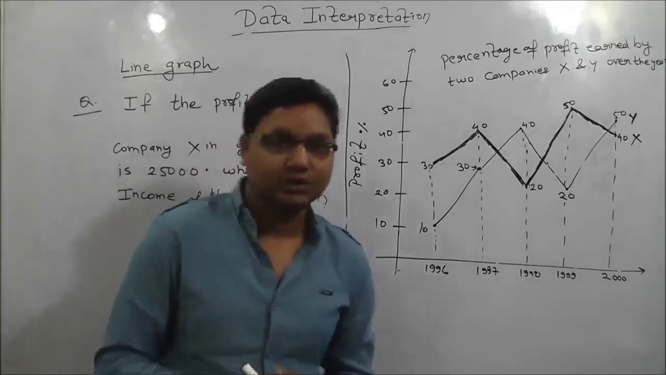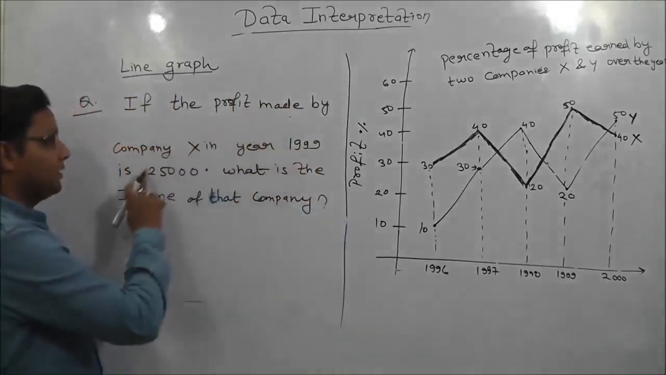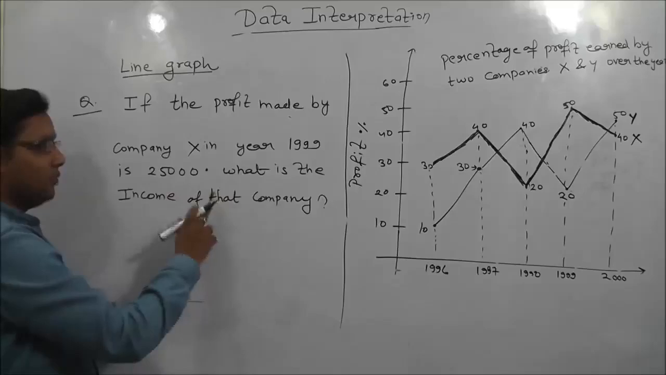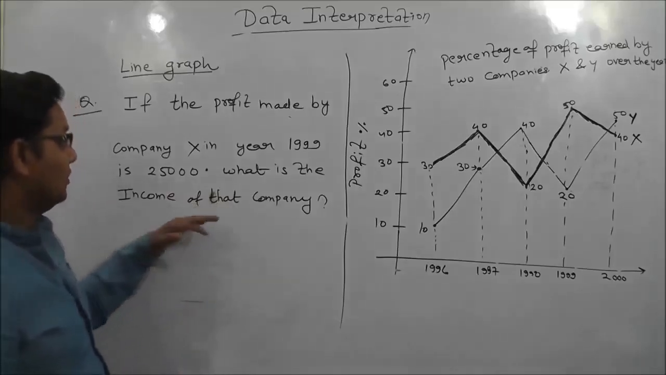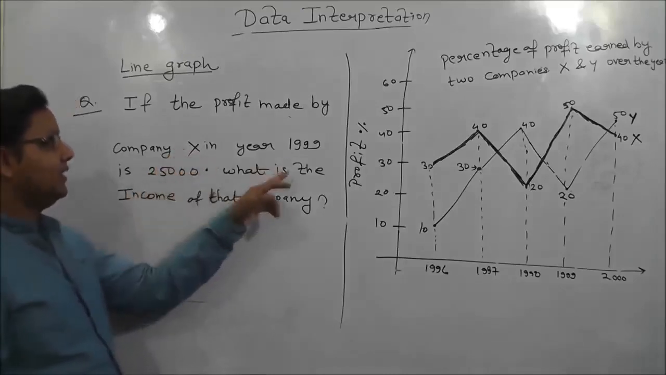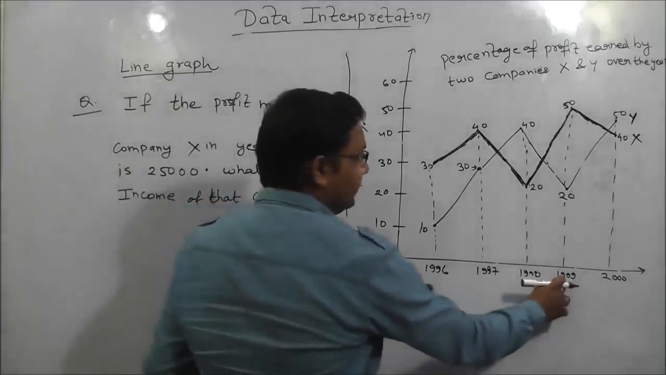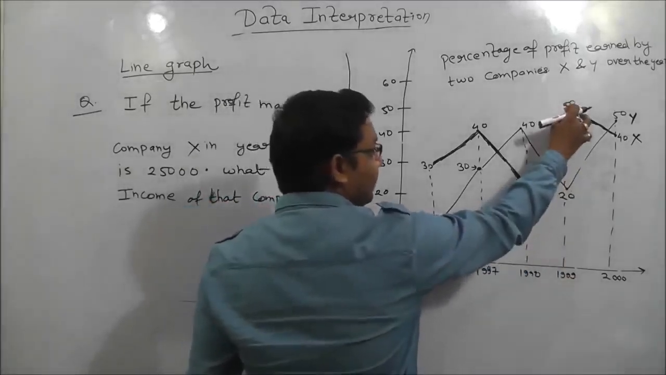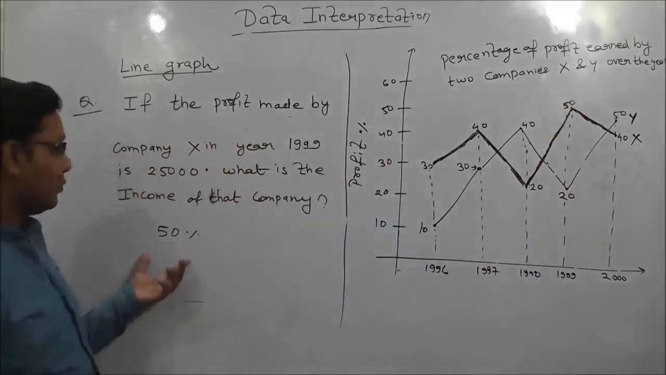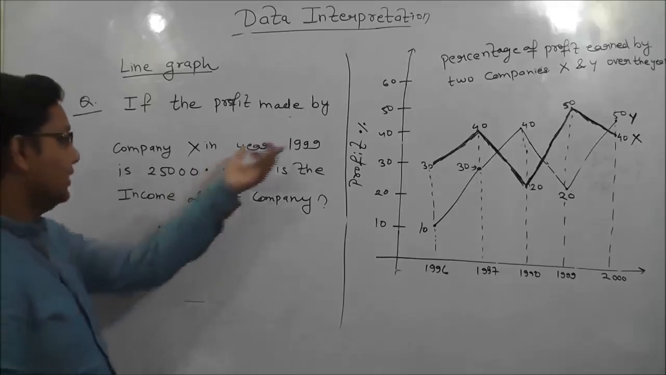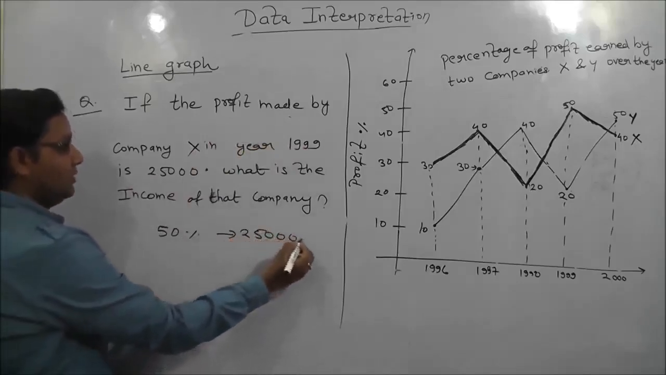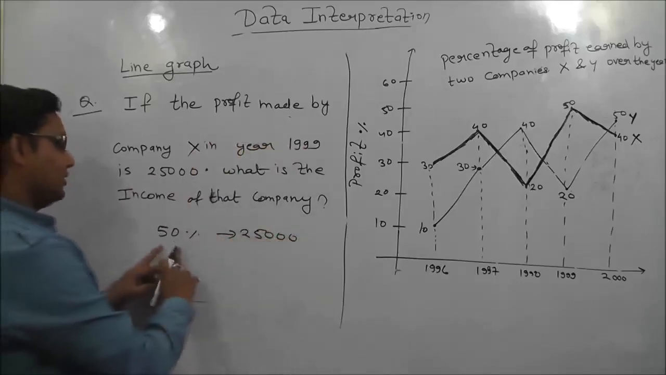Let's see the next question: if the profit made by company X in the year 1999 is 25,000, what is the income of that company? We know the profit percent of company X in 1999 is 50%; company X is the dark one. This is the profit percent made by company X in 1999, and that amount is given as 25,000, so this can be equated to this.